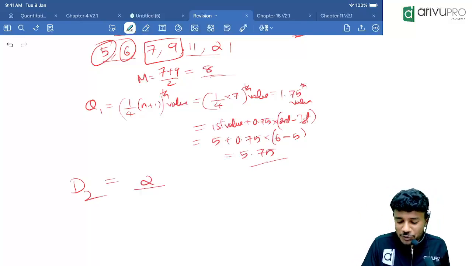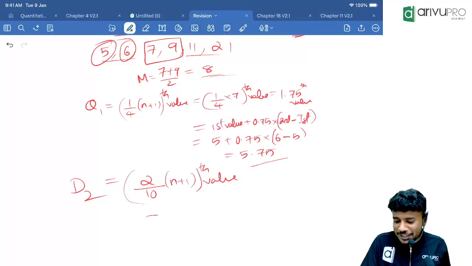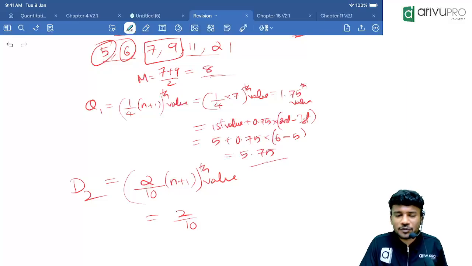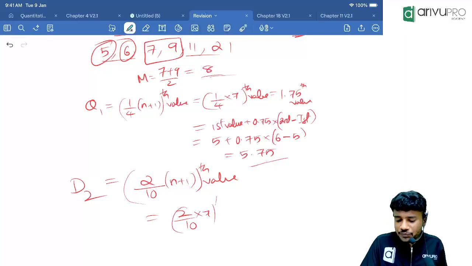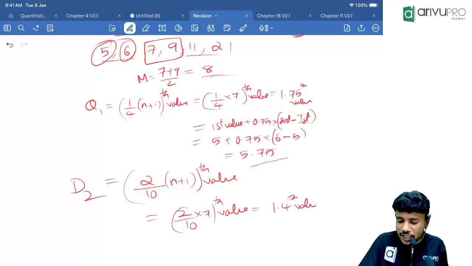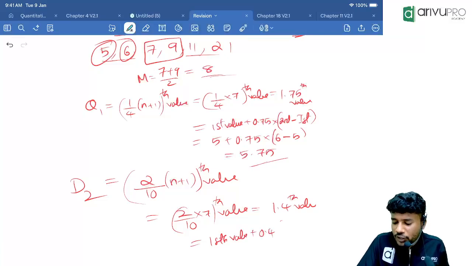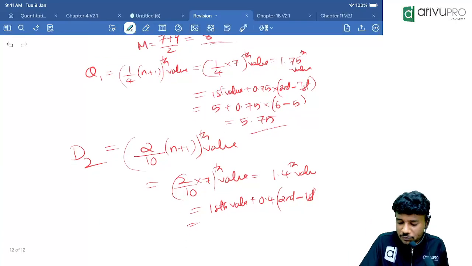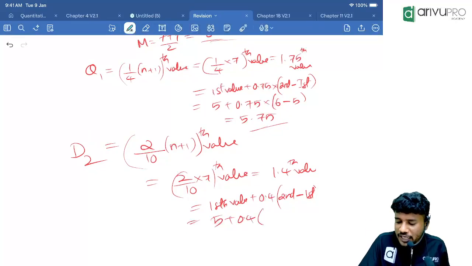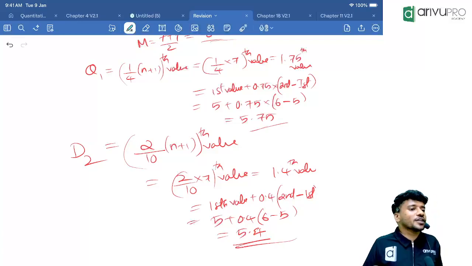So that is how much? 2 divided by 10 into N plus 1th value, which is nothing but 2 by 10 into N plus 1. 6 plus 1 is 7 value. That is how much, people? 1.4th value. That is nothing but first value plus 0.4 into second minus first. First value is 5, plus 0.4 into 6 minus 5. 5.4 is your decile 2.